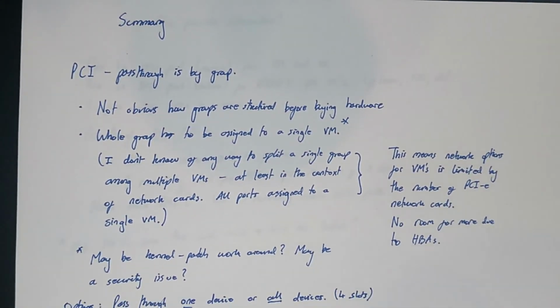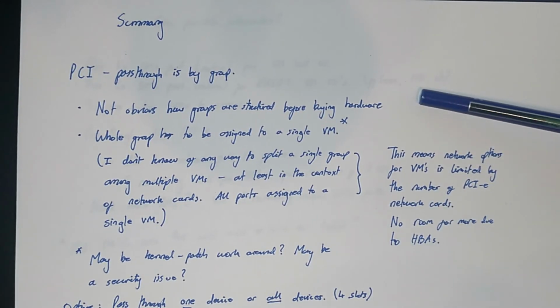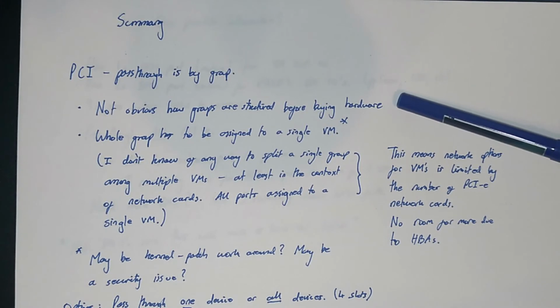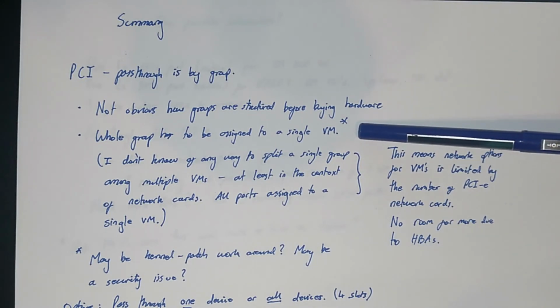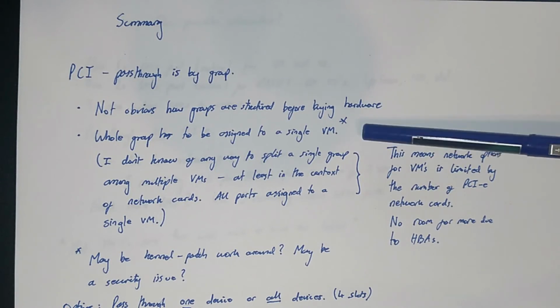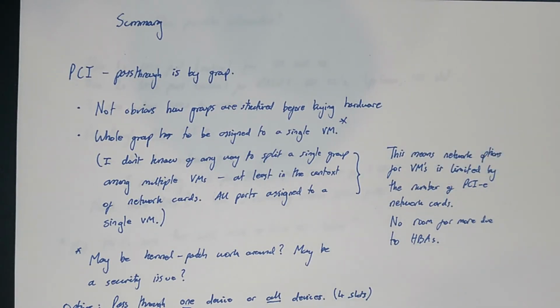So to summarize then, the PCI pass-through is by group. It wasn't obvious to me how the groups would be structured before I bought this hardware, and I think unless you're familiar with the hardware to a fairly extensive detail, it won't be obvious to you how these groups are organized. It varies by system, by vendor. It can vary even within the same series of motherboards, I believe. And what I found was that a whole group has to be passed through to a single VM at once. That could be me misconfiguring something though, so if you know different, please let me know in the comments.